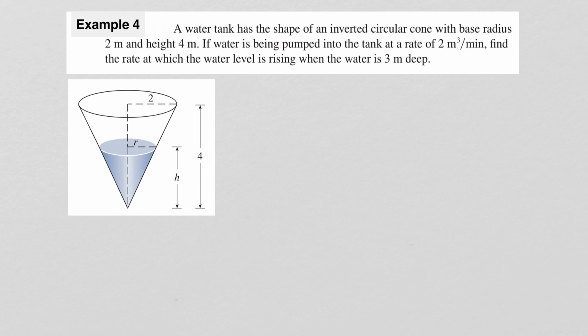Okay, so an inverted cone is a cone that is upside down. And in this problem, we are talking about the volume of this cone, because if water is being pumped into it, that's a volume, right? That's a change in the volume. So what is the volume of a cone? The volume is 1/3 pi r squared times h.